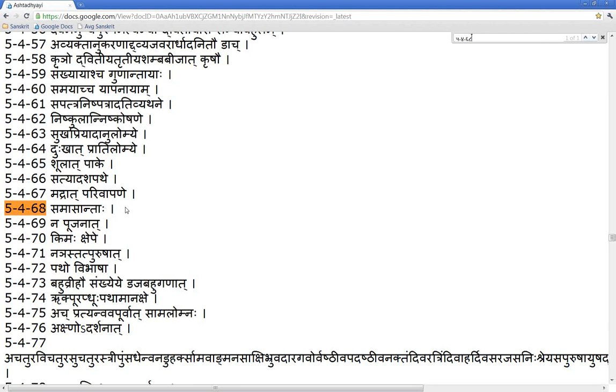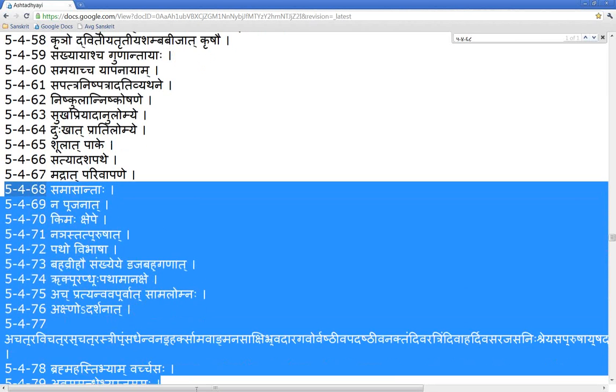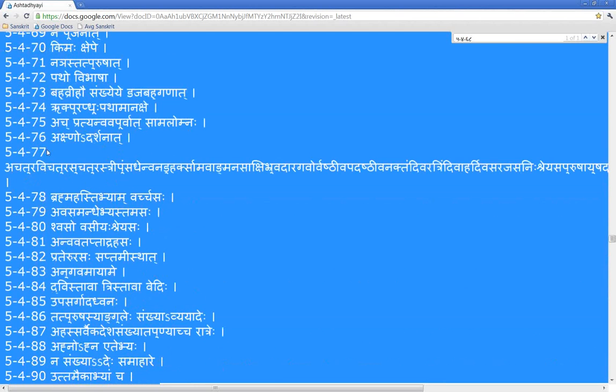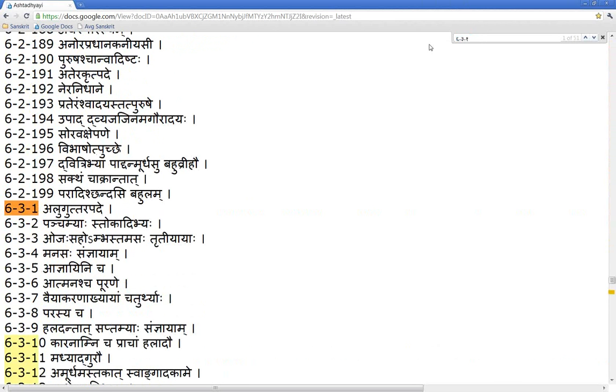So a lot of things end at the end of chapter 5. Samasanta, Taddhitaha, Nya Pratipadikat, and Pratyaya Parascha all end at the end of chapter 5. The other section which we have been seeing, and which we'll see today also, we'll see both of these today, is of course 6.3, the entire 6.3. Panini runs the adhikara Uttarapade, Aluguttarapade.